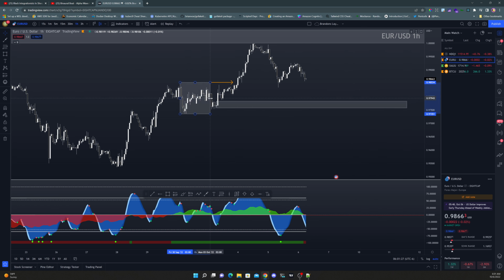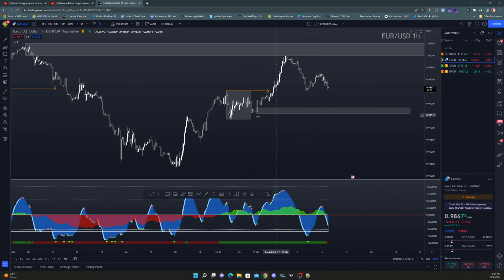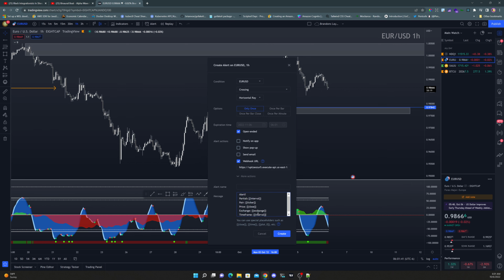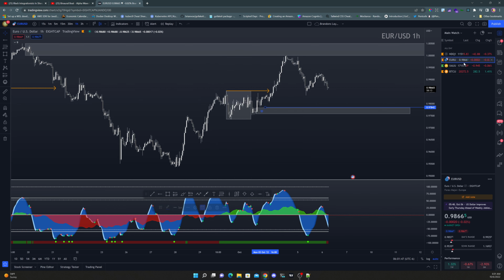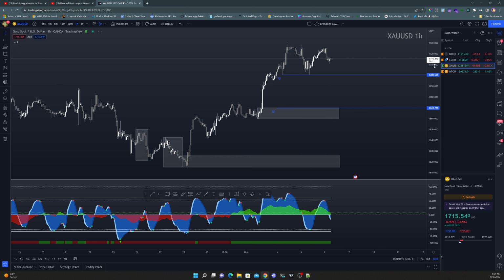So if I drag this over here, you can see, we could potentially see trades off of this zone to go higher. And that's really what I'm going to look for. Let's go ahead and put an alert there. Boom. Let's call this man zone. Boom. Good to go, y'all. Good to go. All right, that's the euro.